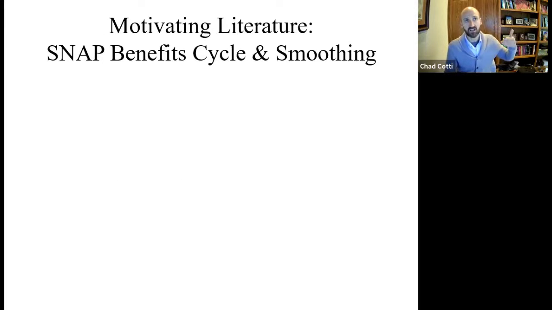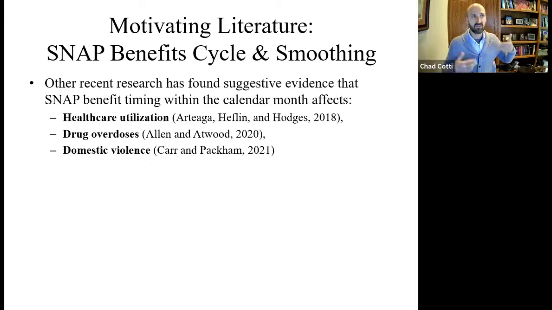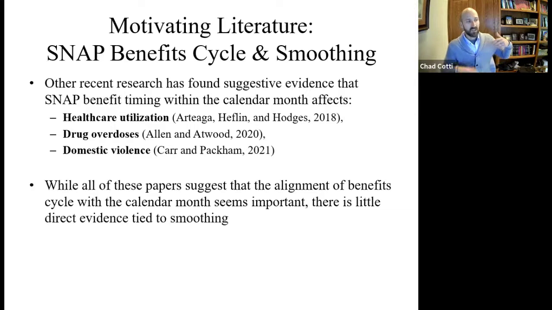And other work in this area has started to find this similar sort of interplay. Some recent research has found suggestive evidence that this alignment of SNAP benefit timing with the calendar month seems to matter. Another paper that looks at healthcare utilization, Arteaga et al., a paper by Allen and Atwood that looks at drug overdoses, another paper by Carr and Packham that looks at domestic violence. They all find, suggestively at least, that alignment of the benefit cycle with the calendar month seems to matter. It seems that whether or not you get your benefits later might be important.